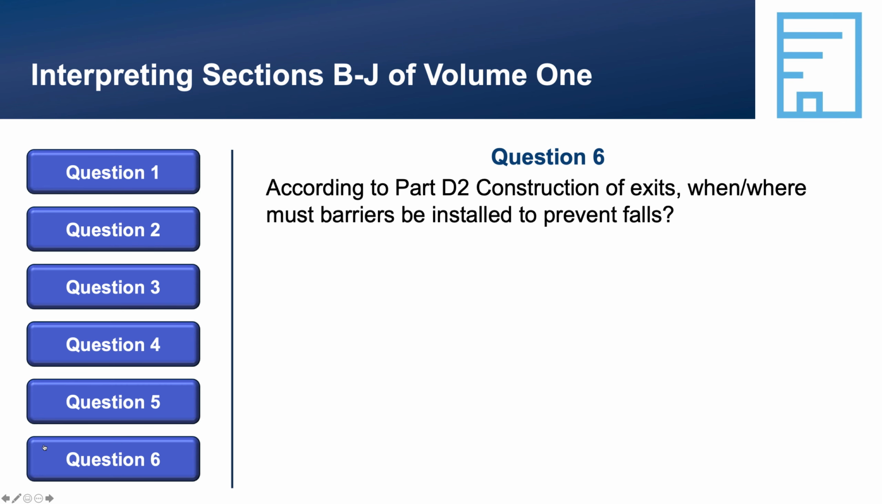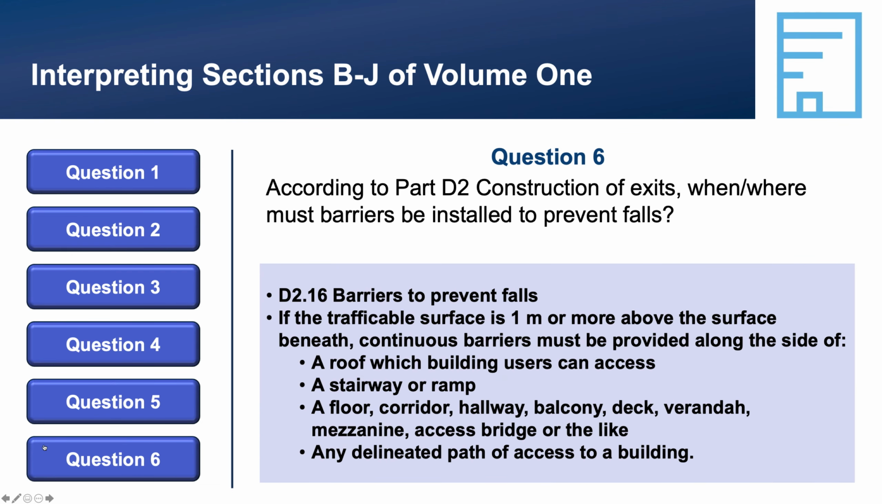And question 6. According to Part D2, Construction of Exits, when and where must barriers be installed to prevent falls? D2.16, Barriers to prevent falls. If the trafficable surface is 1 metre or more above the surface beneath, continuous barriers must be provided along the side of a roof which building users can access, a stairway or ramp, a floor, corridor, hallway, balcony, deck, veranda, mezzanine, access bridge or the like, and any delineated path of access to a building.